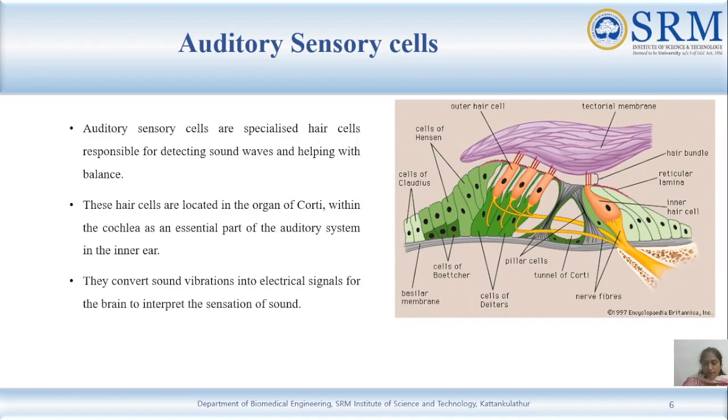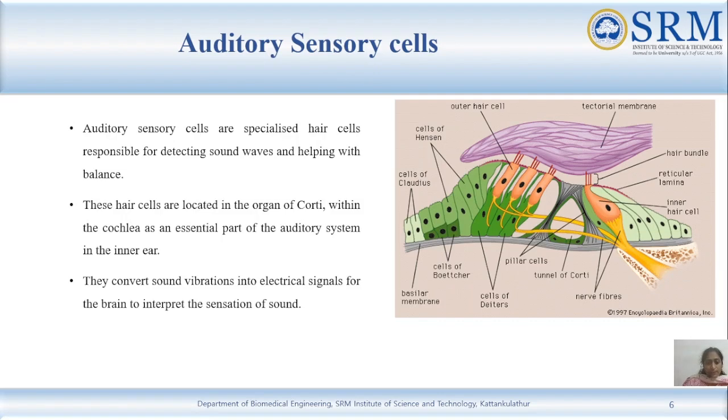We also have different other cells. We'll just see through them. So the pillar cells form the rigid wall of the tunnel of Corti, and this helps to provide structural support. And we have the cells of Hensen, which are the supportive cells that secrete the endolymph and maintain the ion homeostasis. And we have the cells of Claudius.